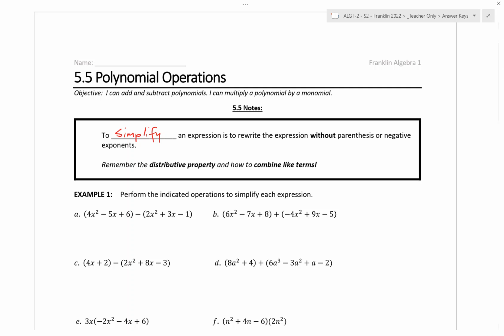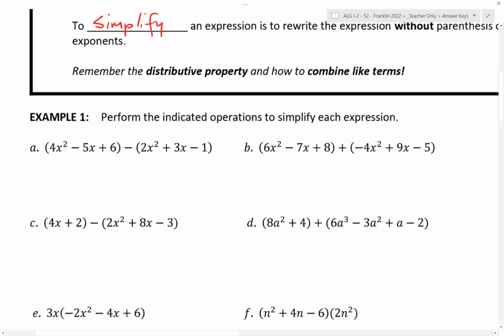Some things to remember for these notes are the distributive property and how to combine like terms. Remember, you can only add and subtract the coefficients together on terms that have the same variables with the same exponents. But the best way to do this is just to practice, so let's look at some examples. It says perform the indicated operations to simplify each expression.